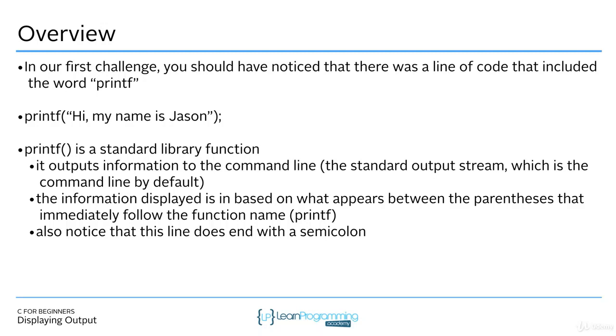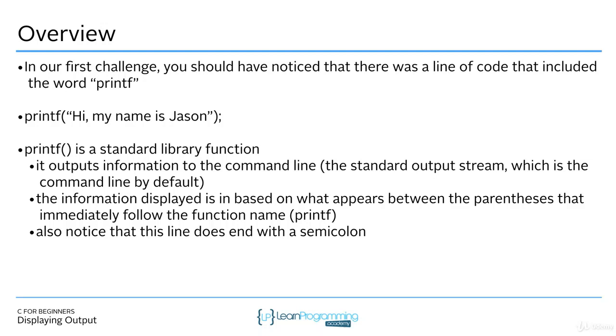Printf specifically is going to output information to the command line. The command line is also referred to as the console or the terminal. But by default, it's actually displaying the information to the standard output stream, which is the command line by default. That's why you see it there. So you'll see it when we run our programs, and we saw that little black box, the DOS command prompt, the command line. That's where we saw our output because that's where printf is directing it, where it's saying display this output on the console.